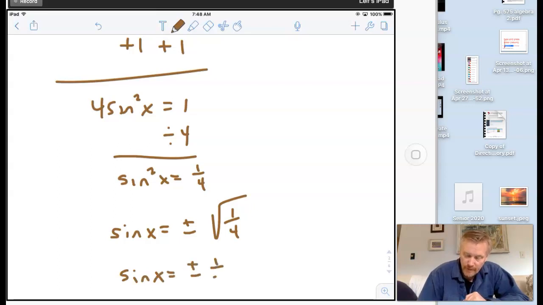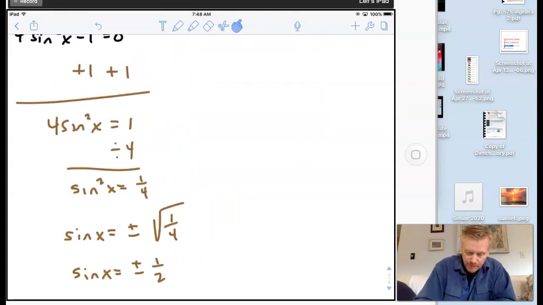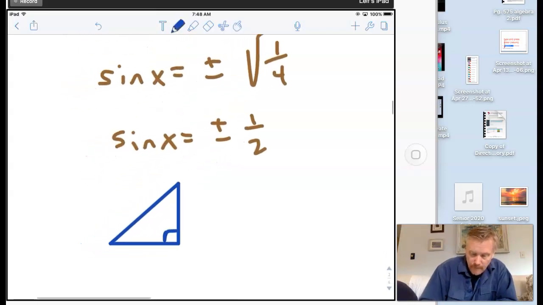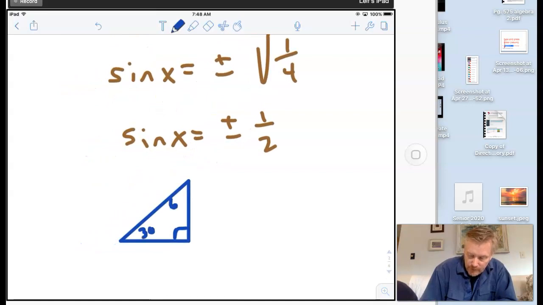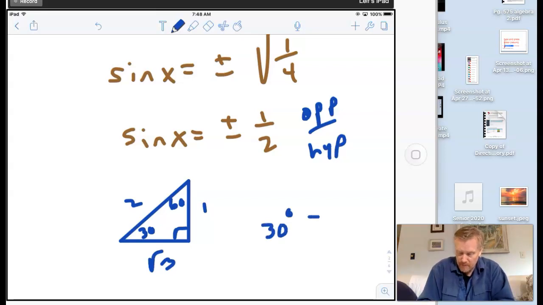The square root of 1/4 is 1/2. The square root of 1 is 1, and the square root of 4 is 2. Okay, so back to that 30, 60, 90 triangle for the millionth time in this course. 30, 60, 1, 2, square root of 3. Sine is opposite over hypotenuse. So which angle is opposite the 1? That's the 30 degrees. That's my reference angle, which is pi over 6 in radians, which is what we're working with.